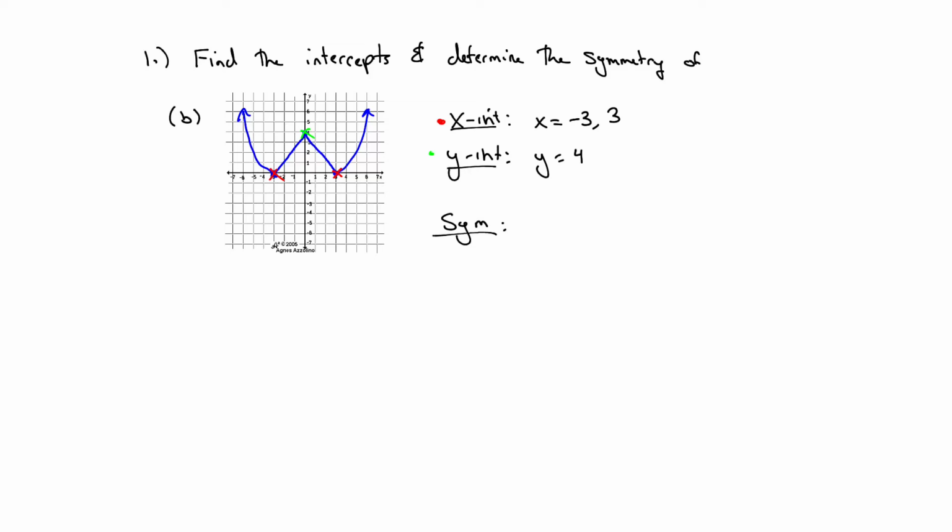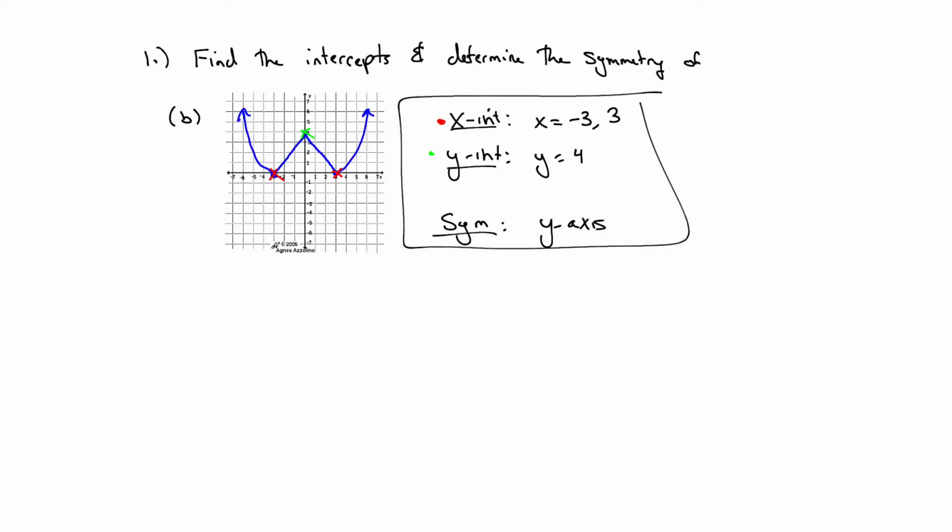And then with regards to symmetry, it doesn't have x-axis symmetry because if we have this point, we'd also have to have that one, which we don't. It doesn't have origin symmetry because for this point, we'd also have to have this point here, and we don't. But we do have y-axis symmetry because this point and this point are both on the graph. It's symmetric with respect to the y-axis. So it has y-axis symmetry, and that's it. And that is our answer for part B.